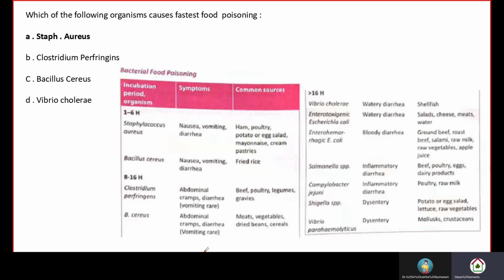Now, bacterial food poisoning is a very important topic for FMGE. It is one of the most important topics. One is the bacterial growth curve, and another is this food poisoning. Quite often asked from microbiology.